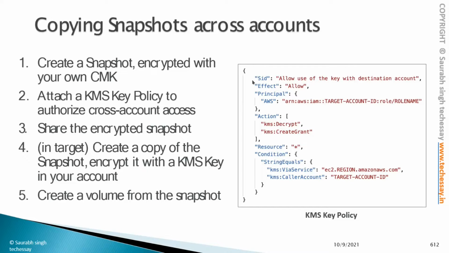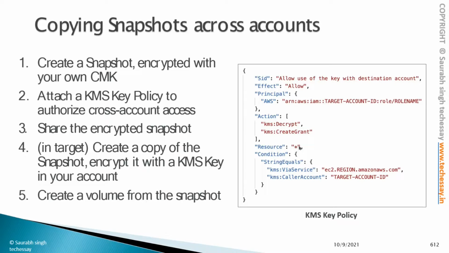So basically this is our KMS policy. Here the ID is allow use of the key with the destination account. The effect is allow, and the principal is our AWS ARN, basically the Amazon Resource Name, of the AWS IAM target. Here we have to provide the target account ID and role name. For the action, we can decrypt with KMS, and after decrypting they can encrypt this using their own key.